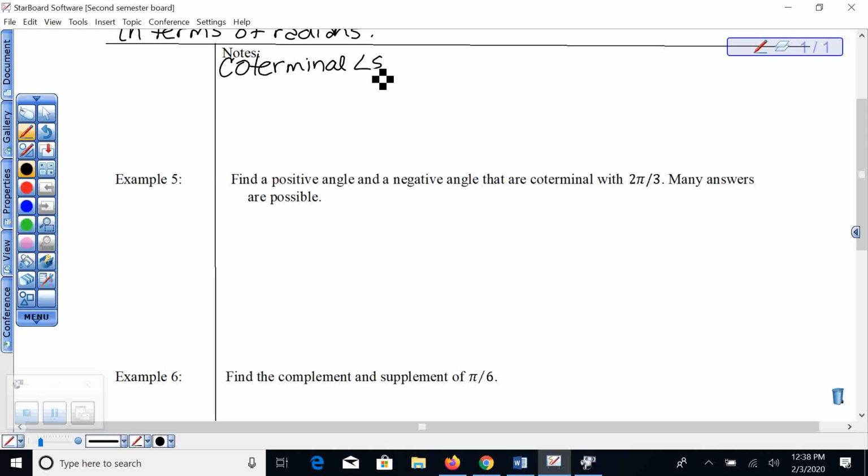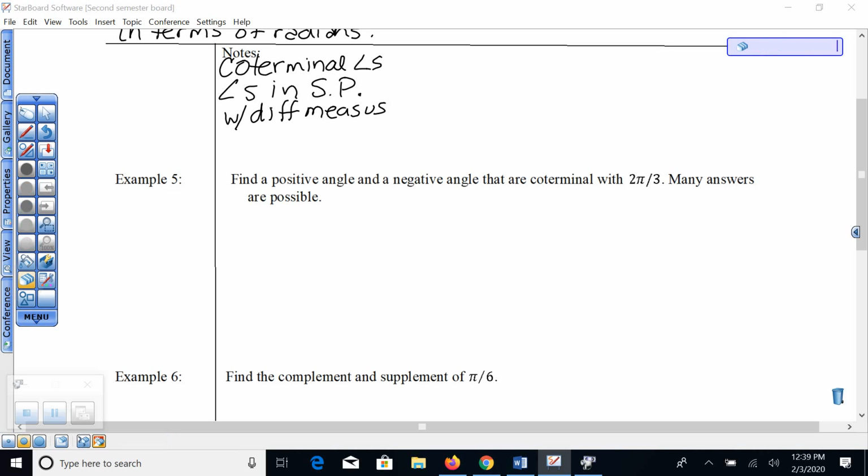angles. And if you'll recall, coterminal angles are angles in standard position with different measures, but same terminal side. So basically what you're doing here is we're just working in radians instead of in degrees.